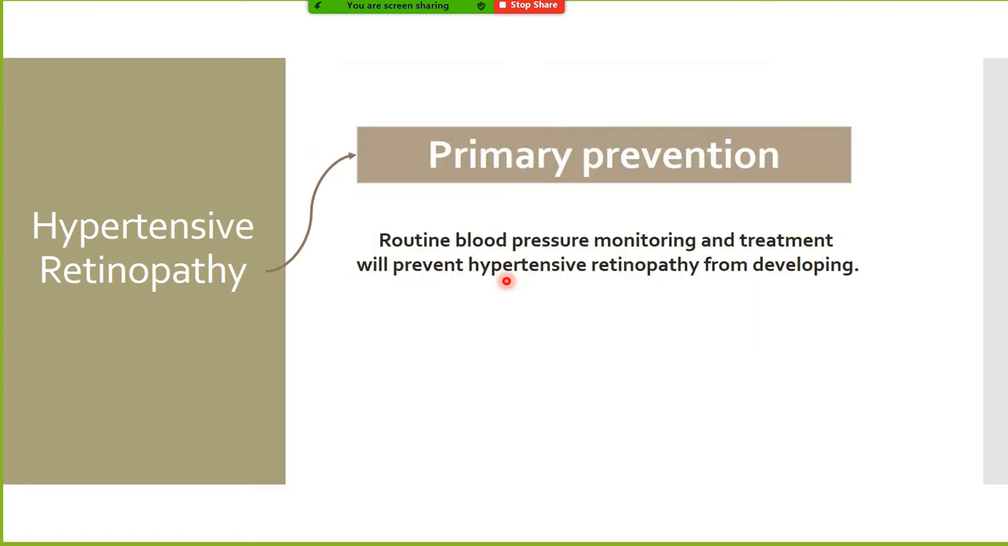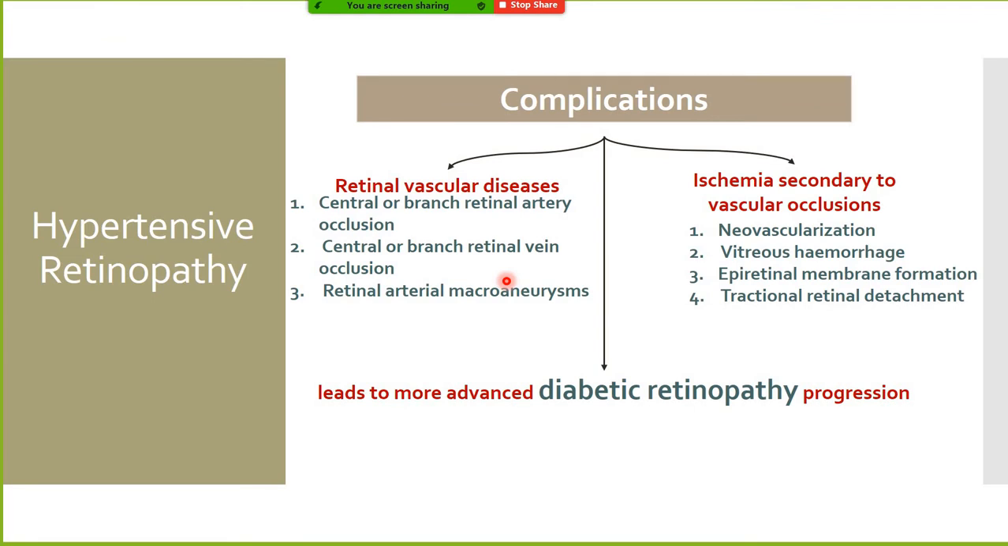Coming to the primary prevention, the primary prevention of this condition is monitoring and treating the patient's blood pressure. Once it is under control, your hypertensive retinopathy will be avoided. So make sure you know what treatment is going on, and make sure your patient gets a regular BP checkup. Coming to the complications of hypertensive retinopathy, it can be divided into retinal vascular disease and then ischemia secondary to vascular occlusion.